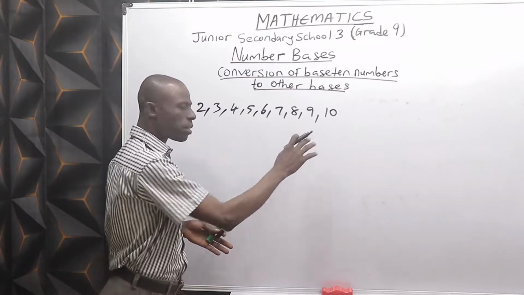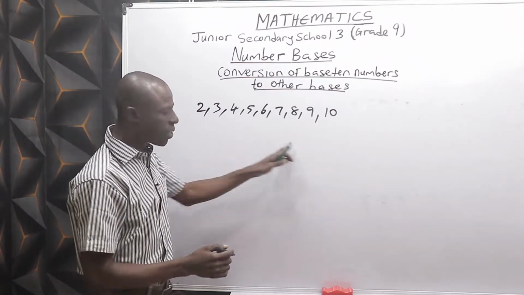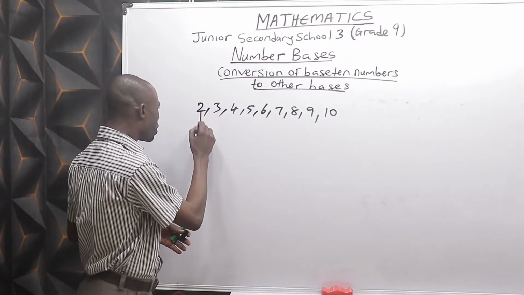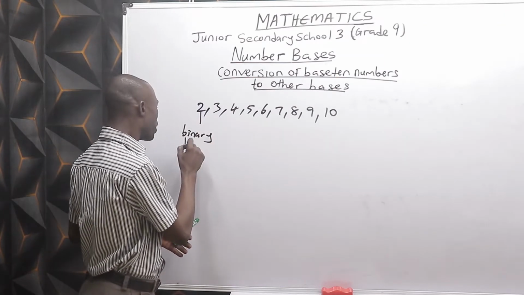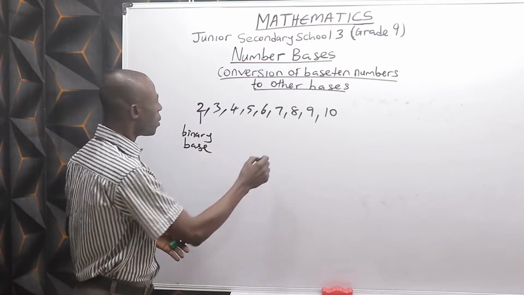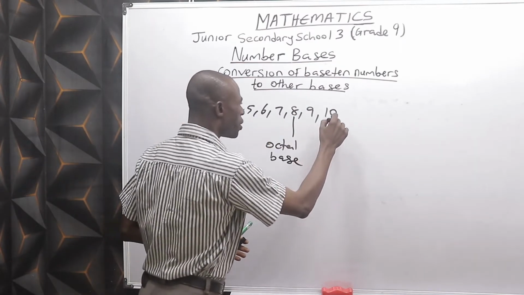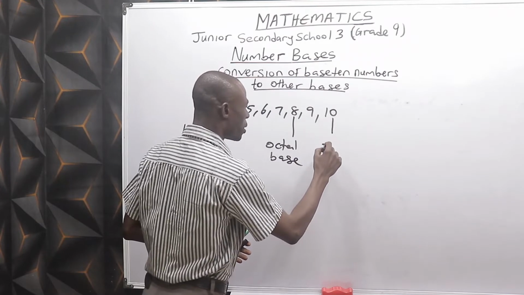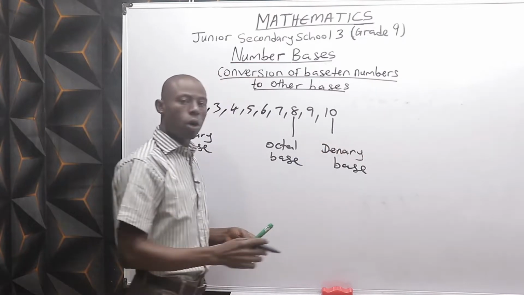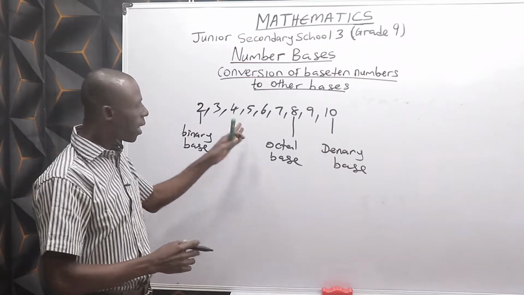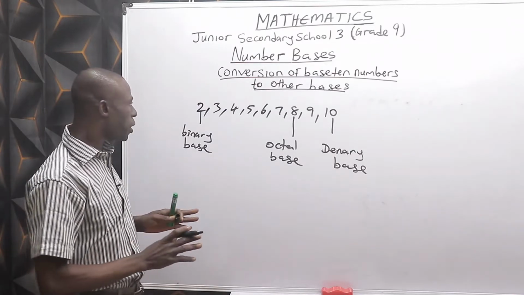Numbers can be in all these bases, but some of them have special names, like base 2, we call it binary base. This base 8, we call it octal base. And this base 10, we call it denary base. All these three have their special names. Others don't have special names.